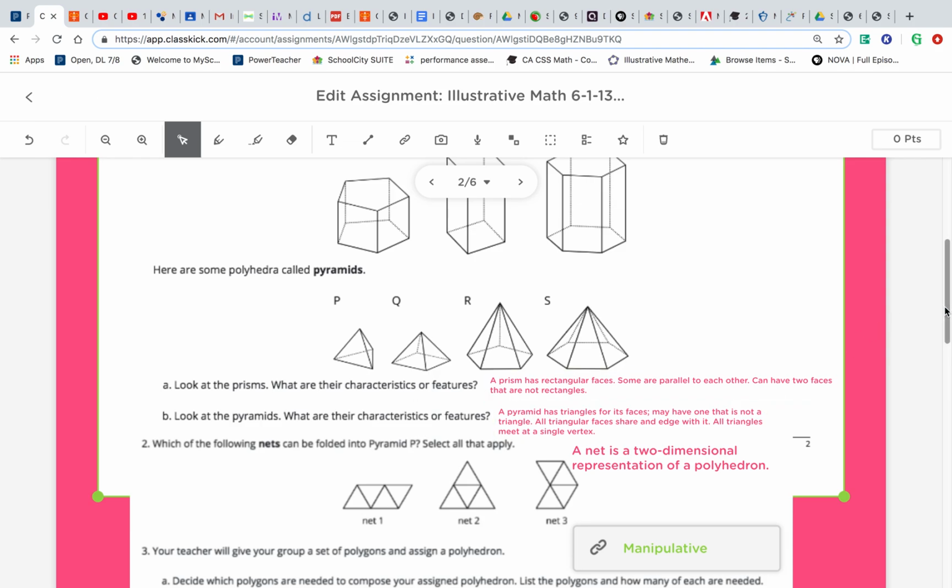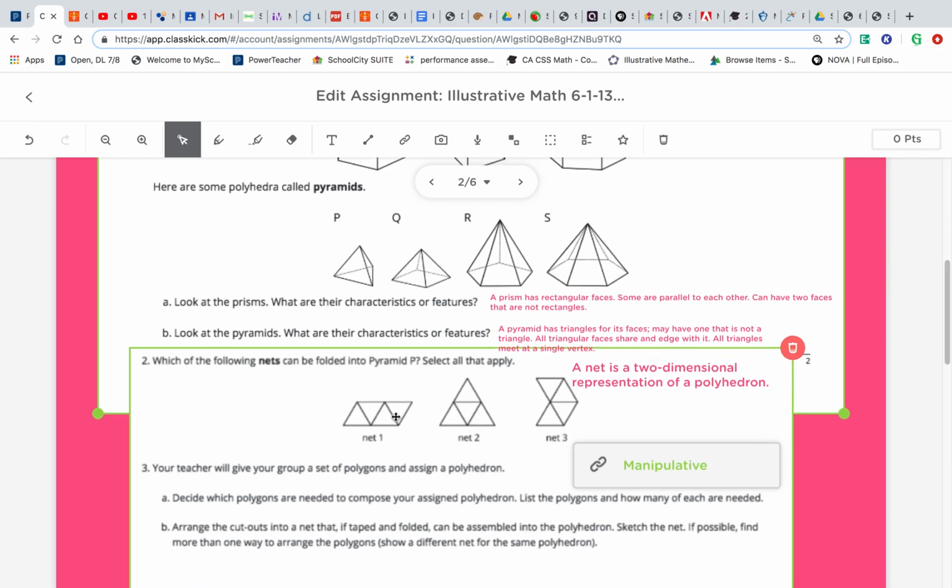Okay, and then another question that was important here. They have some what they call nets. A net is a two-dimensional representation of a polyhedron. Basically, the idea is if you think about sometimes you might get a cardboard box, and it might come in completely flat, and then you're going to take that box and open it up and make it into something like you see up here, right? And so we want to try to picture opening these up to get them to look just like, in this case, they want us to focus on letter P.